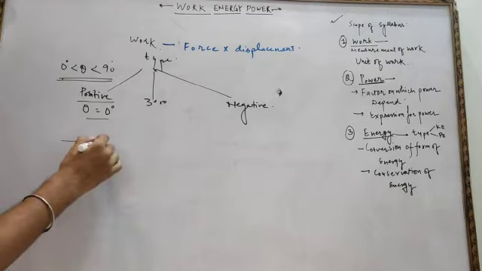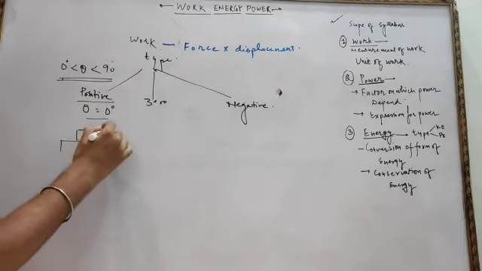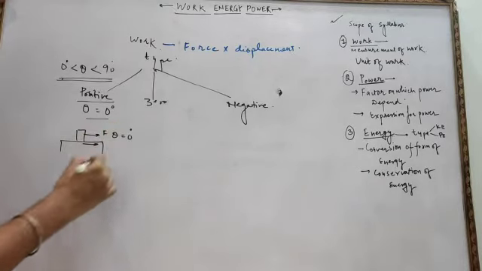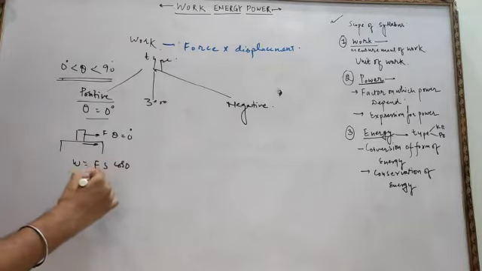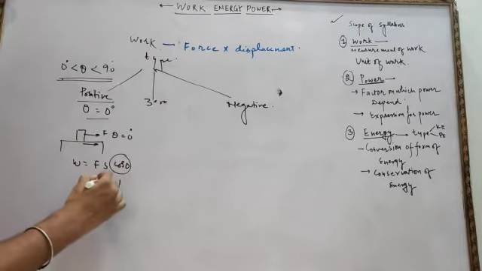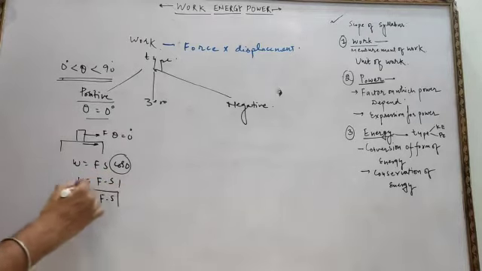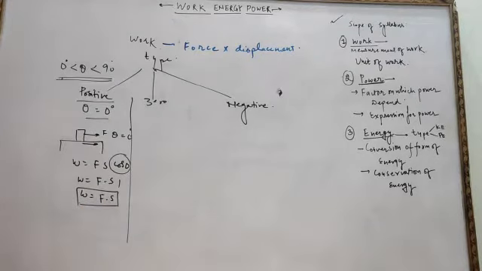Suppose there is a block placed over a table and the force is applied in this direction, and the displacement is in this direction. So here theta equals 0 degree, so work done equals Fs cos 0. The value of cos 0 is 1. So work done equals Fs, that is, work done equals force into displacement when theta is equal to 0 degree.